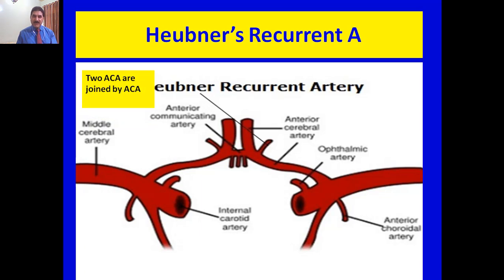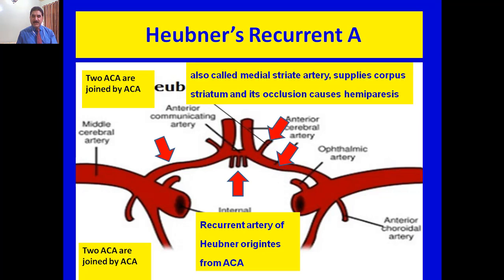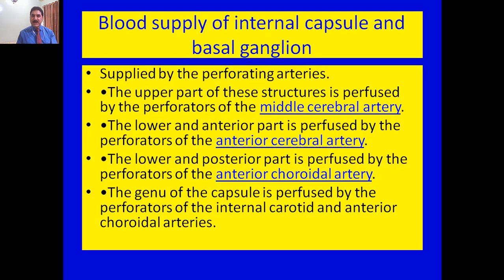Heubner's recurrent artery. Two anterior cerebral arteries are joined by the anterior communicating artery. The recurrent artery of Heubner originates from the anterior cerebral artery. It is also called the medial striate artery. It supplies the corpus striatum and its occlusion causes hemiparesis.